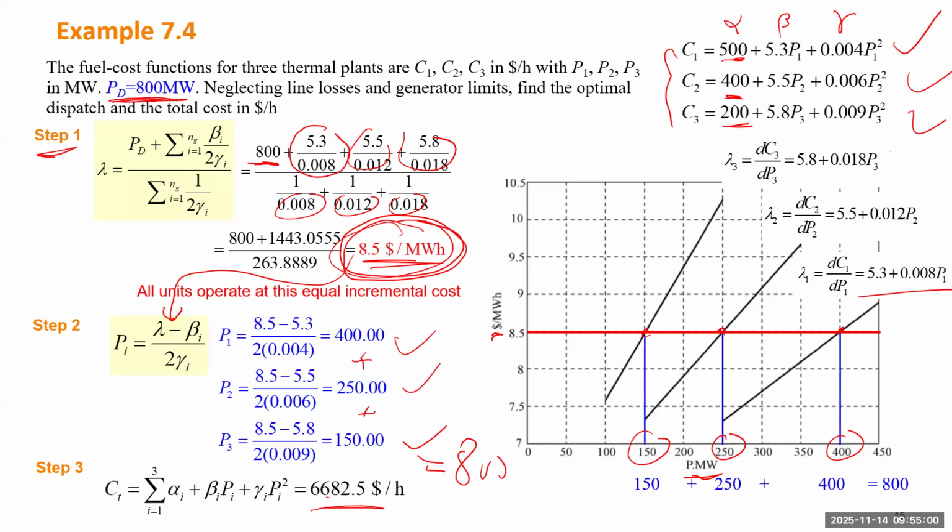All right. So you see, even the 3 power plants have different curves for the price, but when they work together to power the system load, they operate at exactly the same price.